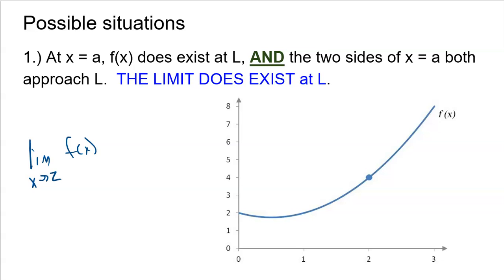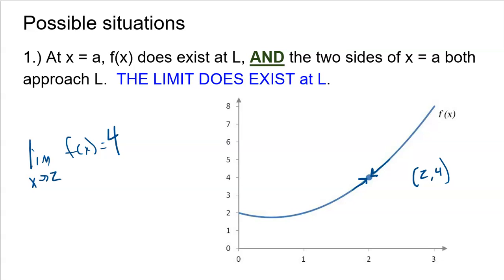Of this function. All right, so notice a couple things. First off, f of x does exist. There is a point right there at (2, 4). There is a point there. And the two sides are coming together at that point. So there is a limit. The limit does exist. The limit does exist at 4.